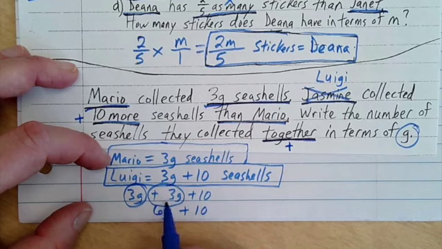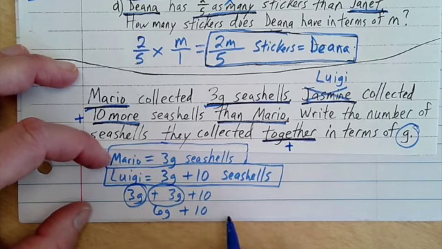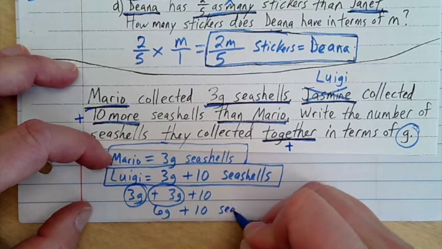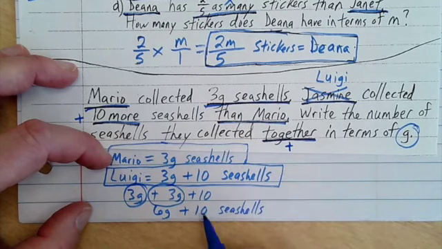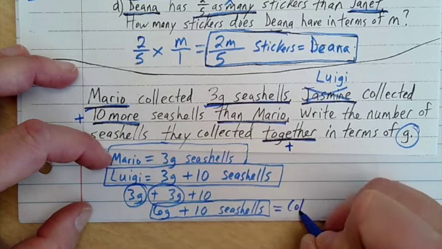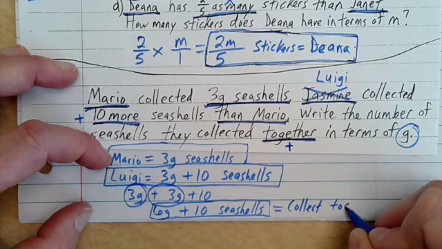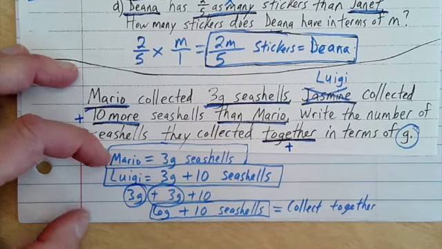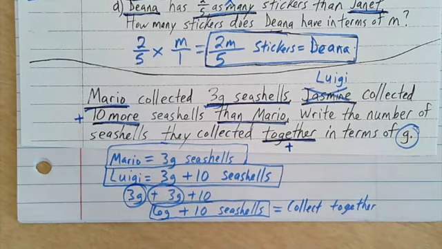These are like your apples because they have G's. This is like your orange because it's just 10. You cannot say that's 16G. The 10 is just a number. There's no G. So 6G plus 10 seashells is what they collect together. So it's important that you write each step out. It's just kind of strange because you want to solve it, but you don't need to solve that.